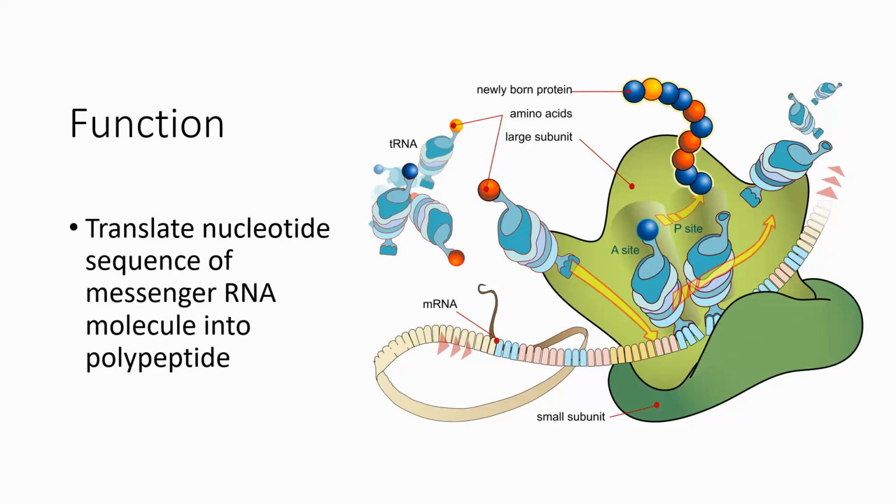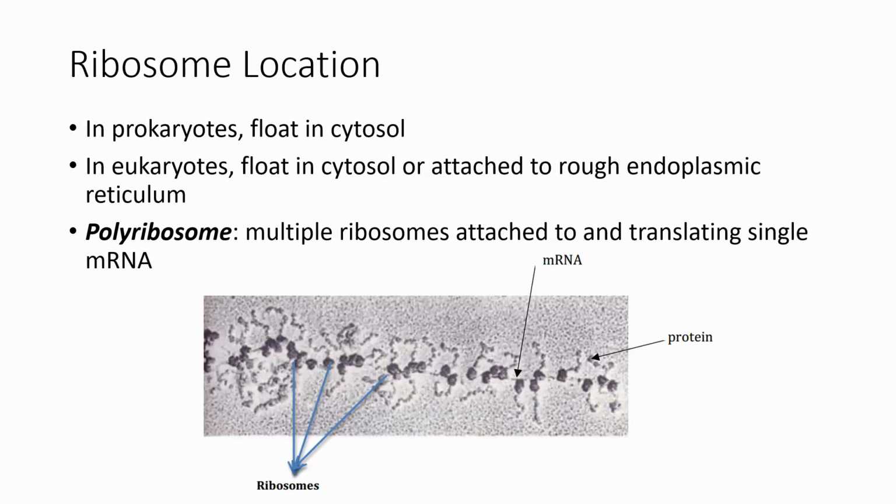Their function is to translate RNA. So they'll take the genetic code in RNA and use it to create a protein. So they are the sites of protein synthesis. We'll talk about them in much more detail when we talk about DNA in the next 6 weeks. In prokaryotes, they're just floating out in the cytoplasm. In eukaryotes, they can either be free-floating or they can be attached to rough endoplasmic reticulum, which we'll talk about in more detail when we talk about the ER.